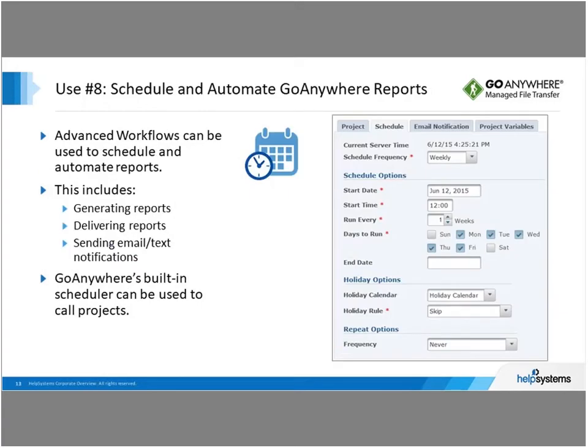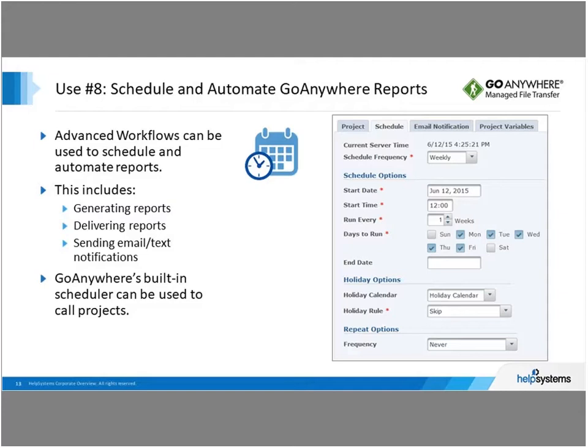Okay, so now the previous 7 use cases dealt with the concept of projects and all the elements, tasks, and resources that support their automated business functions. Now, the last 3 use cases will deal with how projects are kicked off and to further expand the automated process. So here, this one specifically is talking about scheduling and automating GoAnywhere reports, but in essence, the scheduler is going to be one way that we can kick off projects.